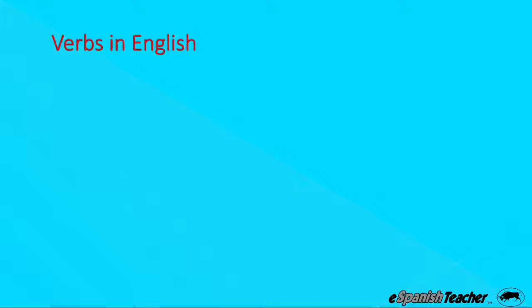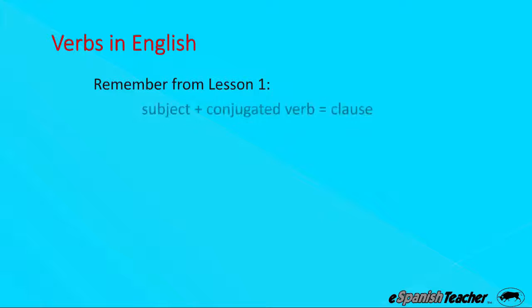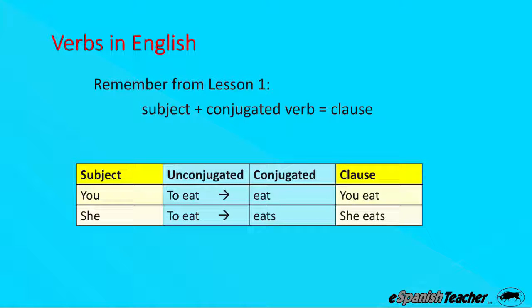And as a recap for the clause formula, just remember this from lesson 1. The subject plus a conjugated verb equals a clause. And here's a little table with 2 examples to show you what I mean. The part here in blue is where we're actually conjugating the verb from its infinitive form to its conjugated form.